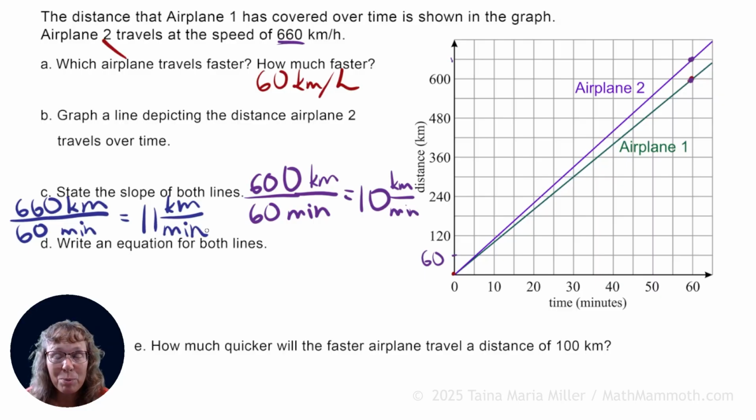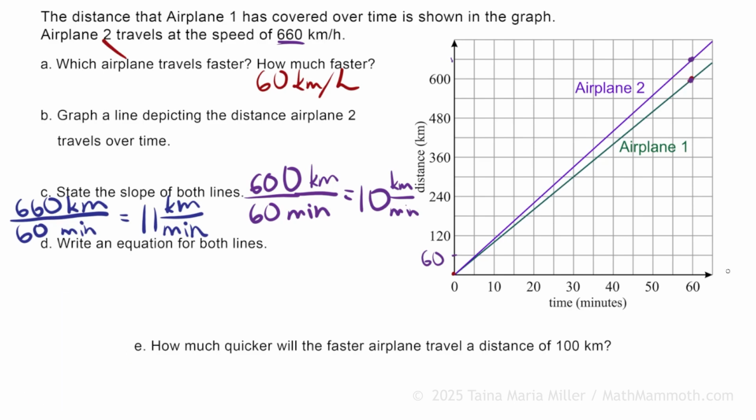Now write an equation for both lines. Since these are proportional relationships, it's of the form y equals mx. Actually, this is probably not x, but t and d, distance and time. So we get for airplane 1, d equals 10t. And airplane 2 is d equals 11t. We just take the slopes, which are also the unit rates. And then lastly, how much quicker will the quicker airplane travel a distance of 100 kilometers?